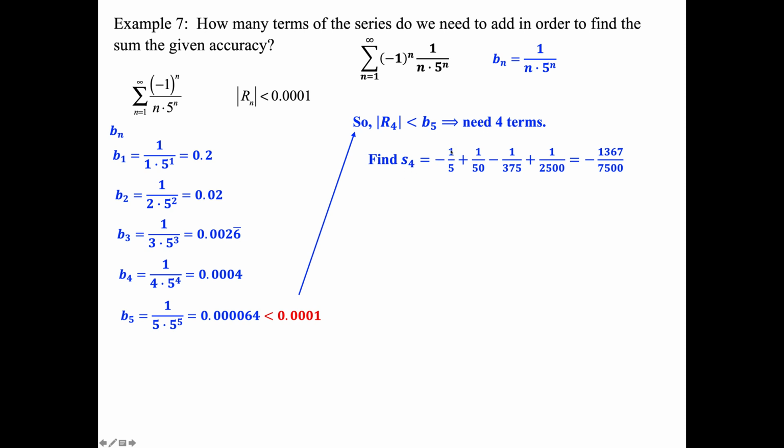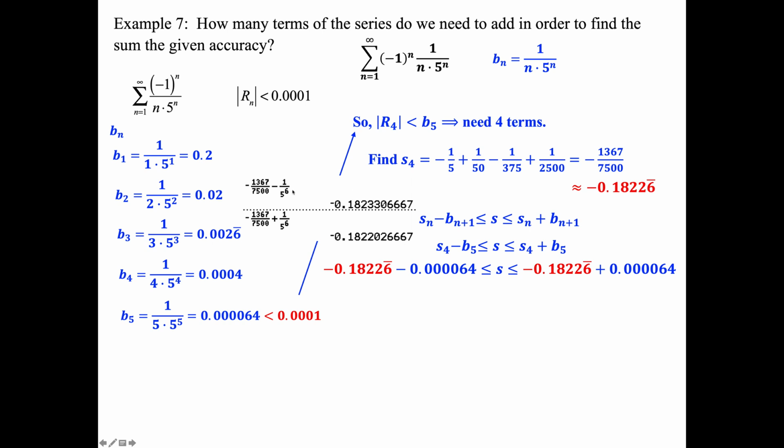So the fourth partial sum, now we bring our negatives back. When n is 1, we have a negative 1, so that's negative 1/5, plus 1 over 50, minus 1 over 375, plus 1 over 250. My calculator told me a negative 1,367 over 7,500, which is approximately this decimal. So we bring in our compound inequality to find S. We know our S sub n, it's this fraction. We know what our b sub n plus 1 is, right there, 0.000064. So those are our terms: S sub 4 here minus b sub 5 here.